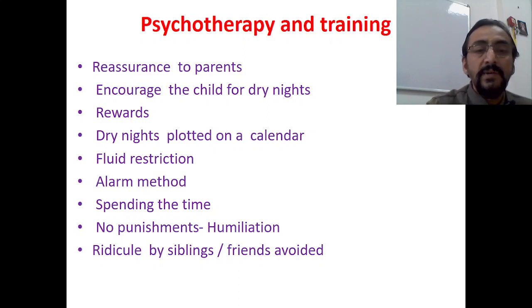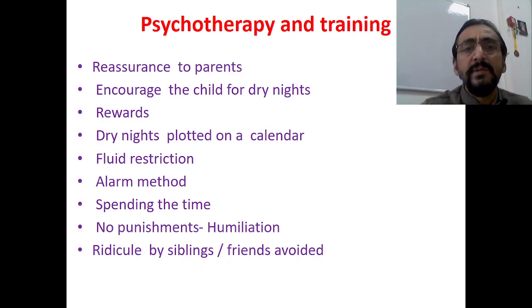No punishment should be given, only encouragement. Humiliation or child abuse should not be done. That means ridicule by siblings and friends should be avoided. Bullying, etc. should be avoided. So these are some of the basic points in psychotherapy and training, because this is the platform upon which we are treating the child. First, we have to correct this platform. We have to create a platform, and then go for the treatment.